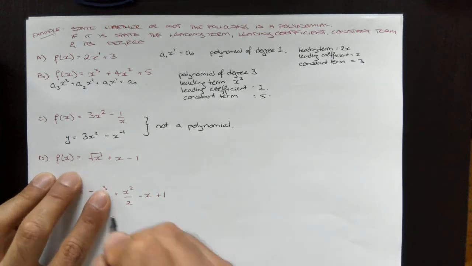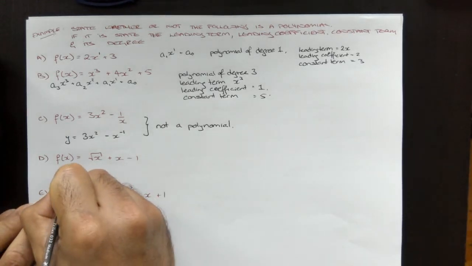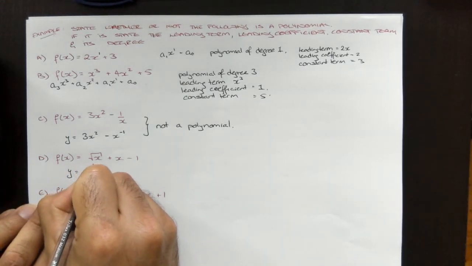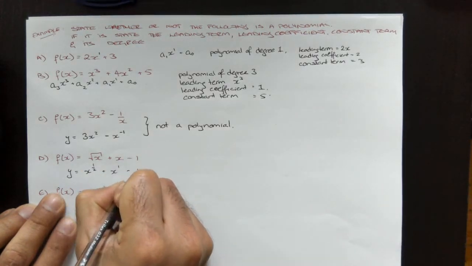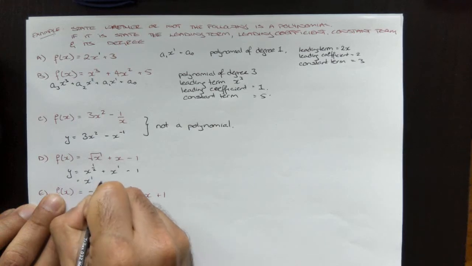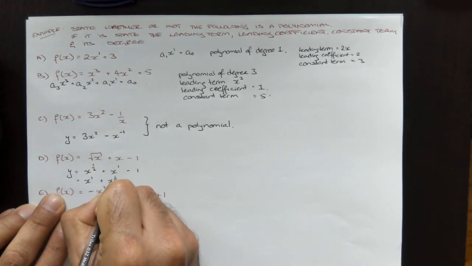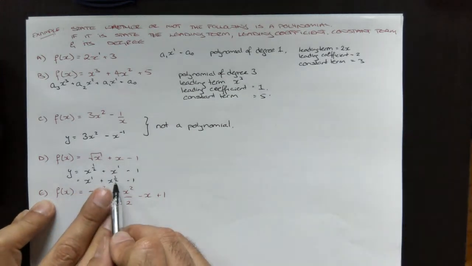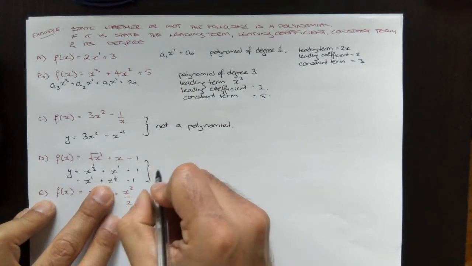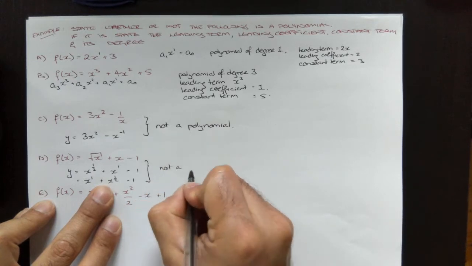Okay. Once again, I'm going to write this in index form. So we've got x to the power of a half plus x to the power of negative 1, or I can rewrite it in, I guess, descending order. So once again, we get 1, and now we've got a half. So this half makes it not a polynomial as well.